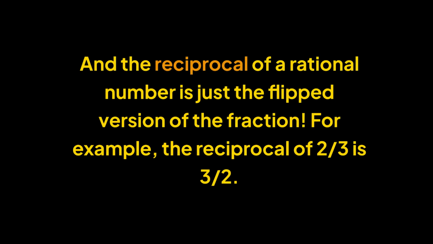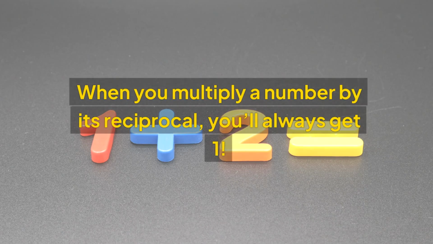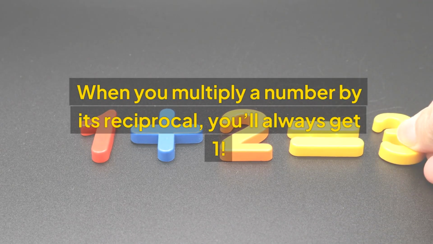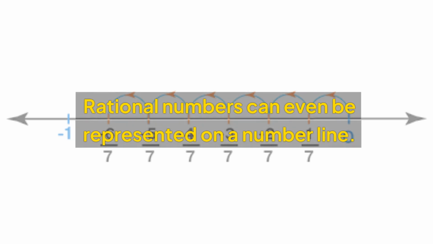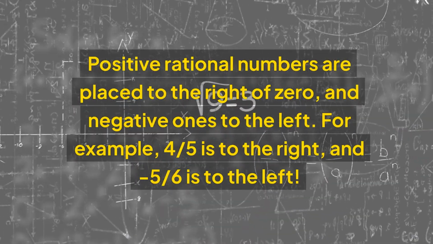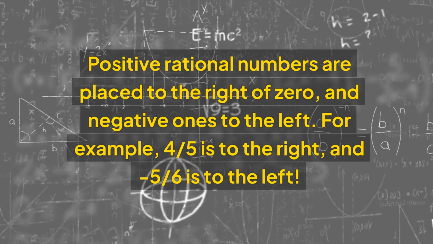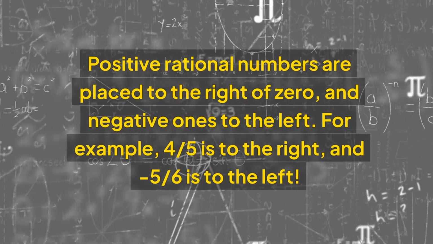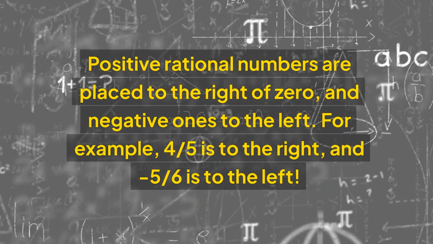And the reciprocal of a rational number is just the flipped version of the fraction. For example, the reciprocal of 2/3 is 3/2. When you multiply a number by its reciprocal, you'll always get 1. Rational numbers can even be represented on a number line. Positive rational numbers are placed to the right of 0, and negative ones to the left. For example, 4/5 is to the right, and minus 5/6 is to the left.